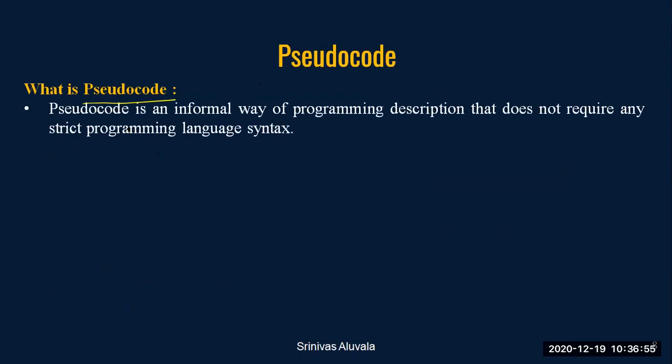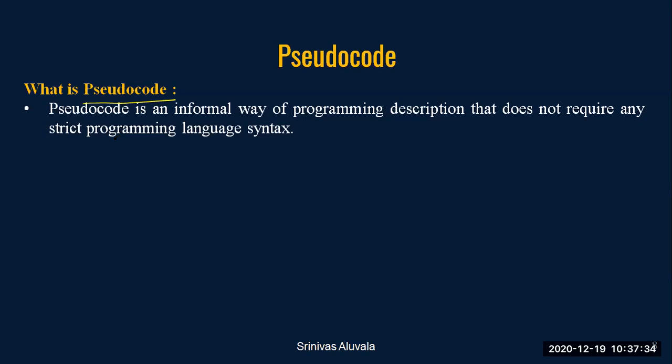A pseudocode is an informal way of defining programming that does not require any strict rules of the programming language. A pseudocode looks like an algorithm, but it's not an algorithm. It's not exactly the program. In between an algorithm and a program, it gives a solution to our problem without following any syntax. It doesn't have any syntax.